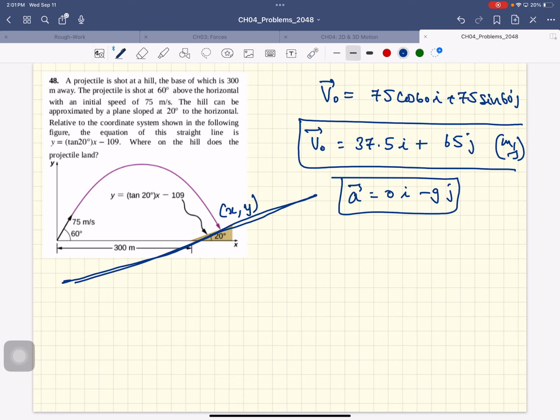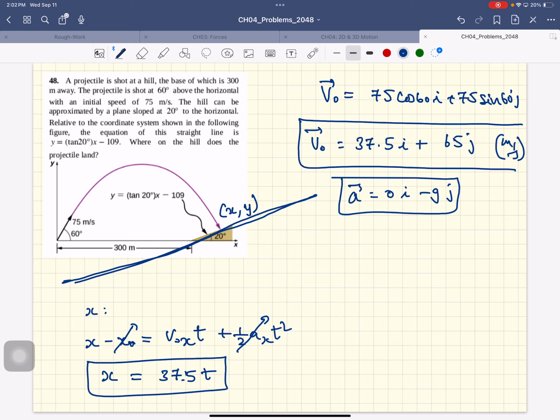So the x motion: the x component of the acceleration is 0. It starts off at 0. There's the final location. V naught x is 37.5, so x equals 37.5 t. We want this.